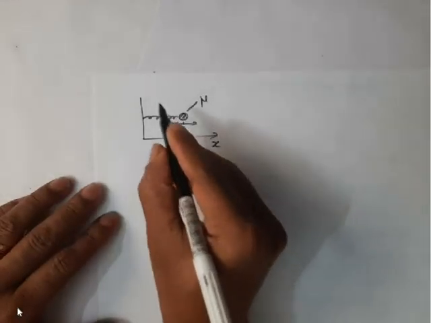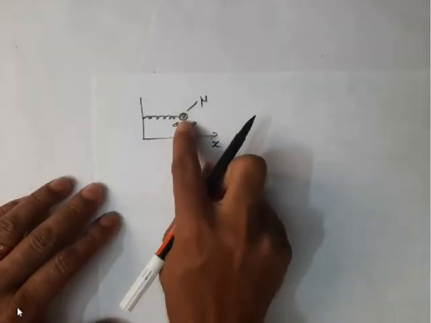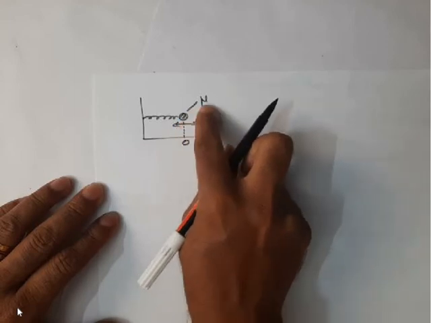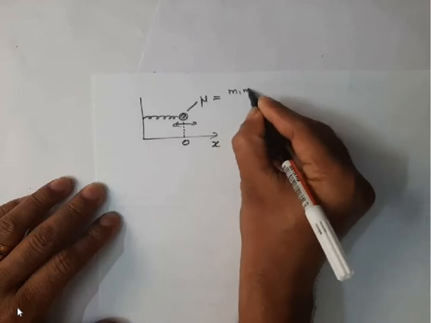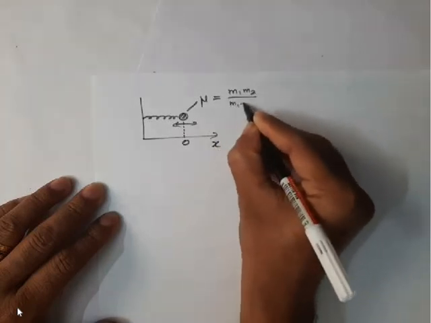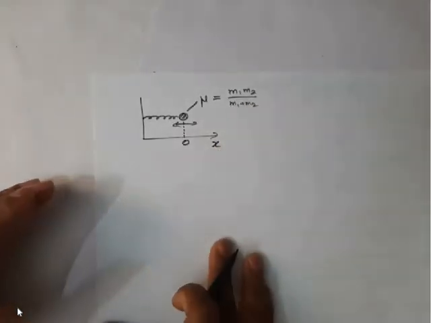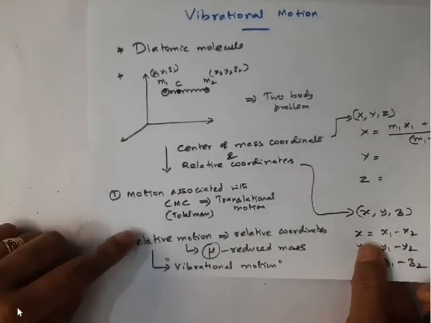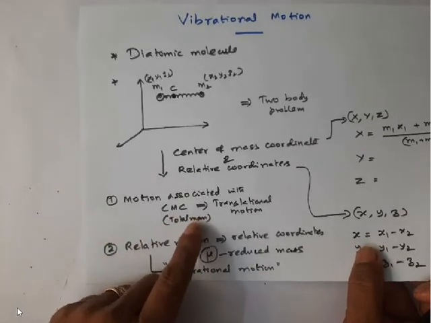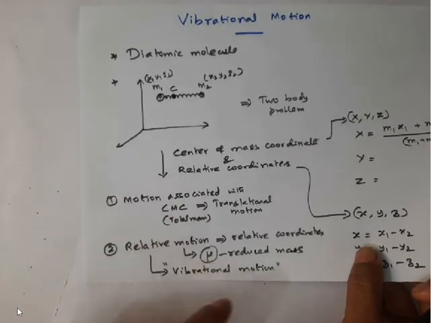Now we have converted a diatomic molecule into a single body. That single body has mass mu. It is called reduced mass. You know very well, reduced mass is nothing but m1 into m2 by m1 plus m2. Actually, in this coordinate transformation, we can observe the total mass and reduced mass, everything.